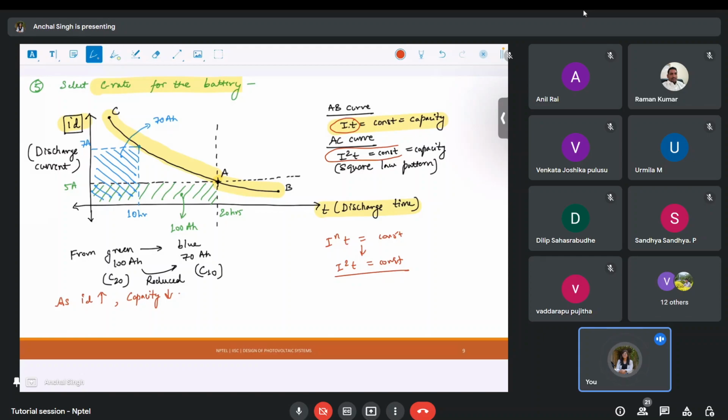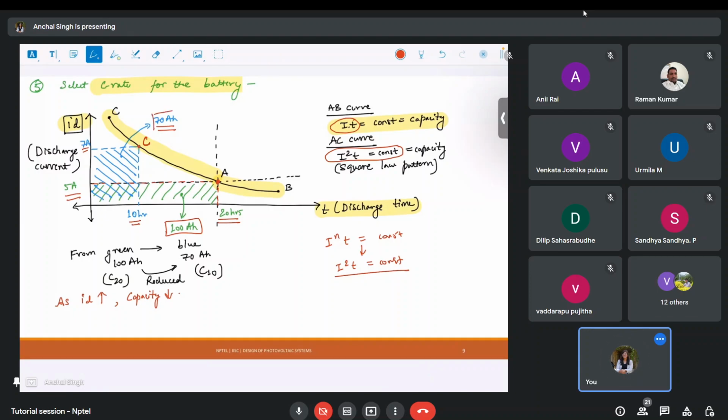That means what kind of current I'm trying to discharge from the battery, my C rate of the battery will vary. So if you look at the point A, if I am trying to operate at this point A, then let us assume the discharge current is 5 amperes at this point, and this discharge time is 20 hours. Then this tells me that my battery's capacity is 100 ampere hours, right? But if I try to move from point A to this point, say C, then you will see that say this is 7 amperes current and it is operating for 10 hours now. Now my battery capacity has reduced to 70 ampere hours.